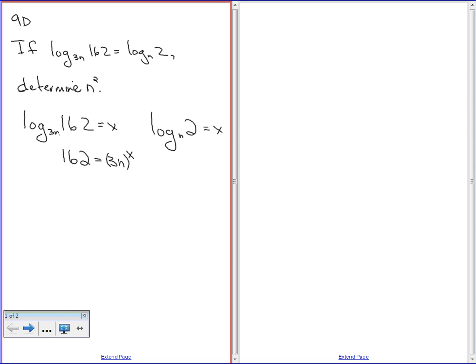And on the other side, I get 2 is equal to n to the power x. So I have two equations. This is my first equation: 162 is equal to (3n) to the power x. And my second equation is 2 is equal to n to the power x. So I have two equations and two unknowns. I have to solve two equations, two unknowns.